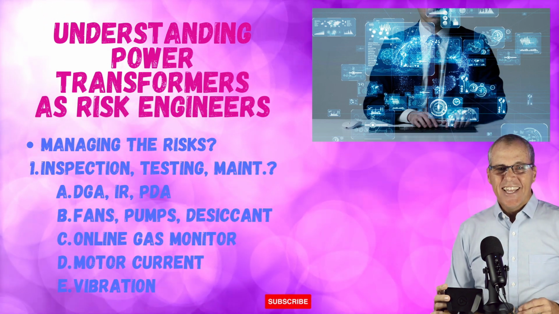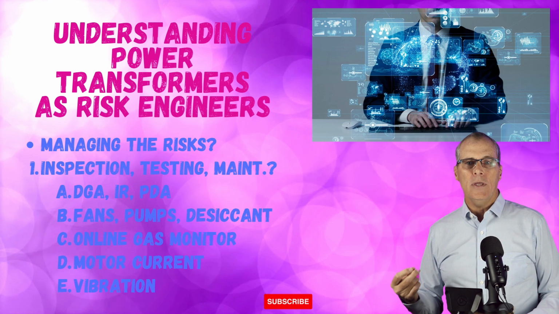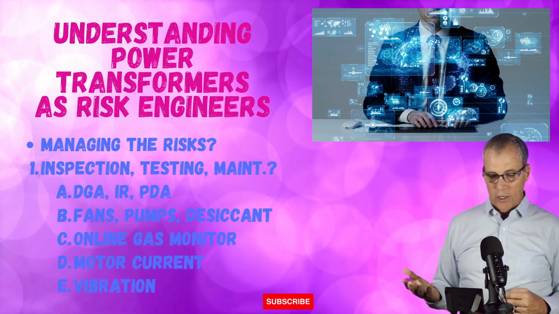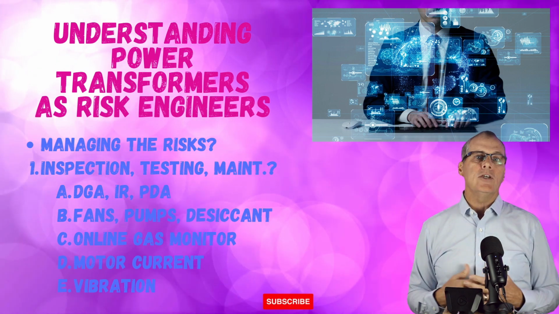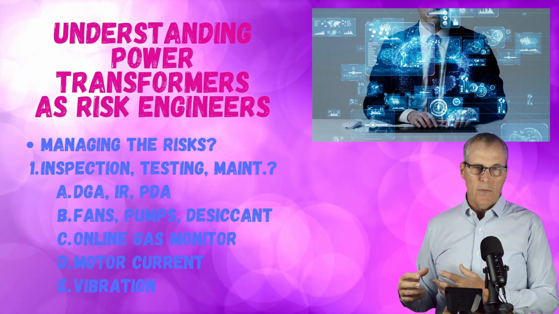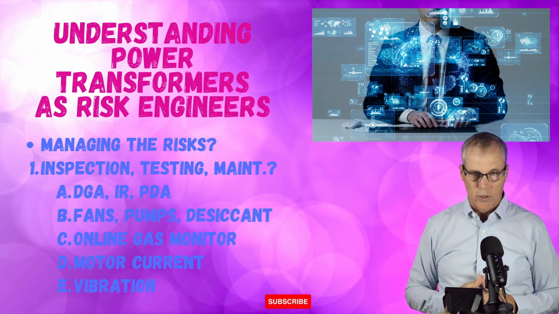All right. So how do we manage the risks? What are we looking for? How do we anticipate the things that could go wrong? Remember, I said that the reason transformers fail is that the insulation breaks down. So that's a clue. If we can just keep up with the insulation, that's really going to help maintain the life of the transformer.